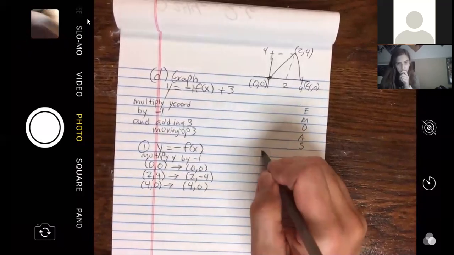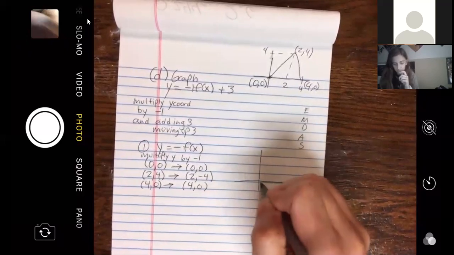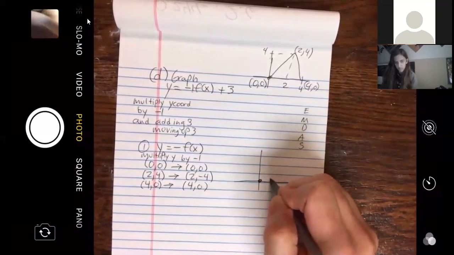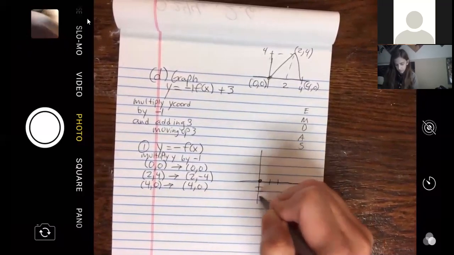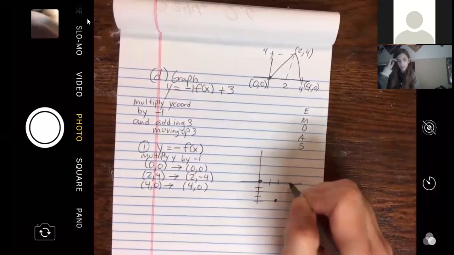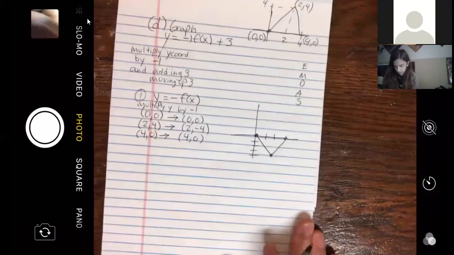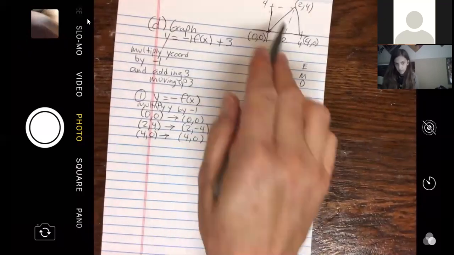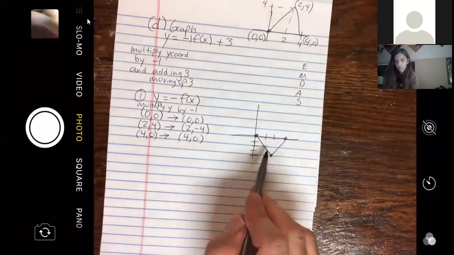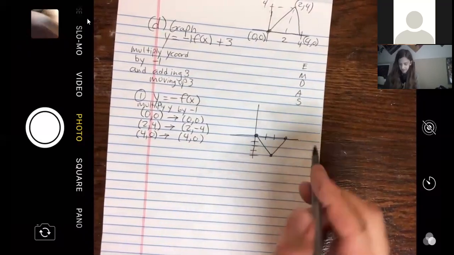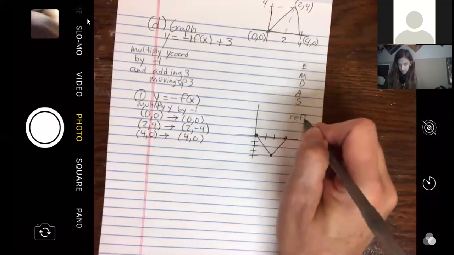So if I graph this, 0, 0 doesn't change. Over 2, I'm down 4. My 4, 0 doesn't change. You see I reflected it around the x-axis? Yeah. It reflects around the x-axis.